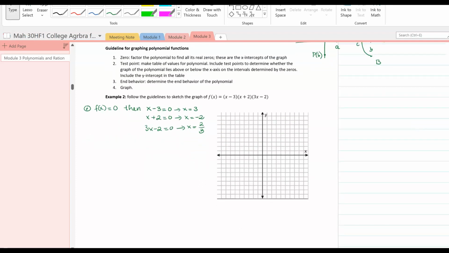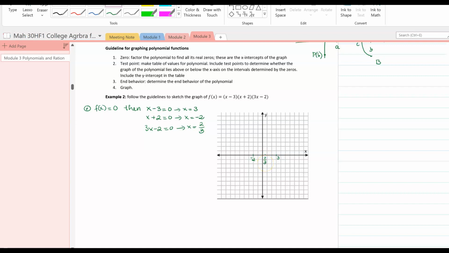So let's put the x-intercepts onto our graph first. x equals 3, we know that is where the graph will cross. Negative 2 and 2/3.